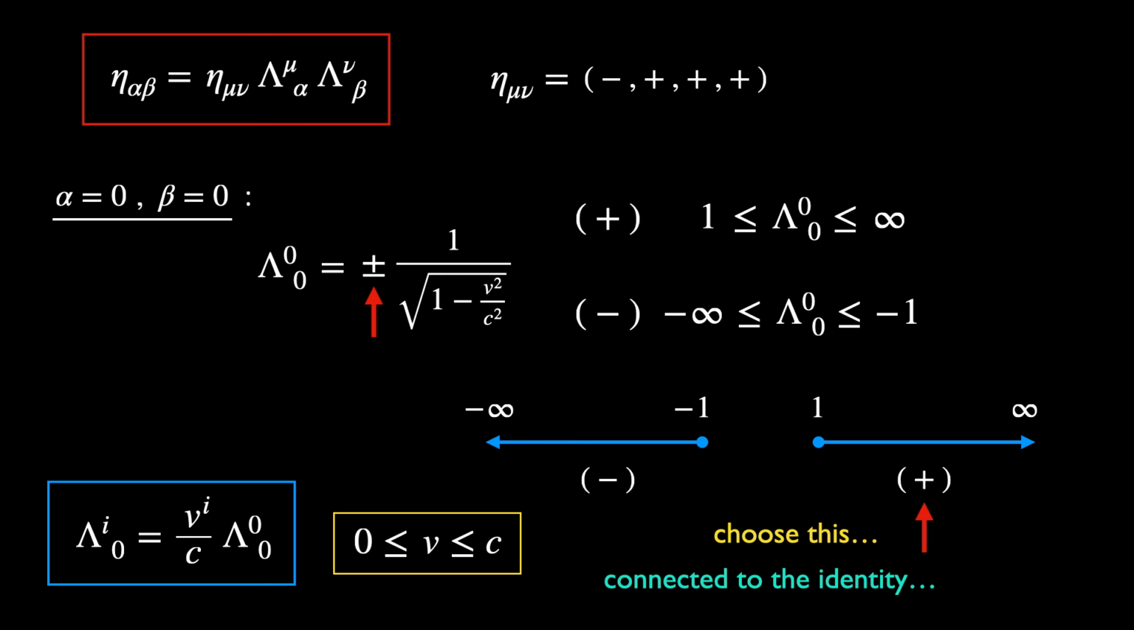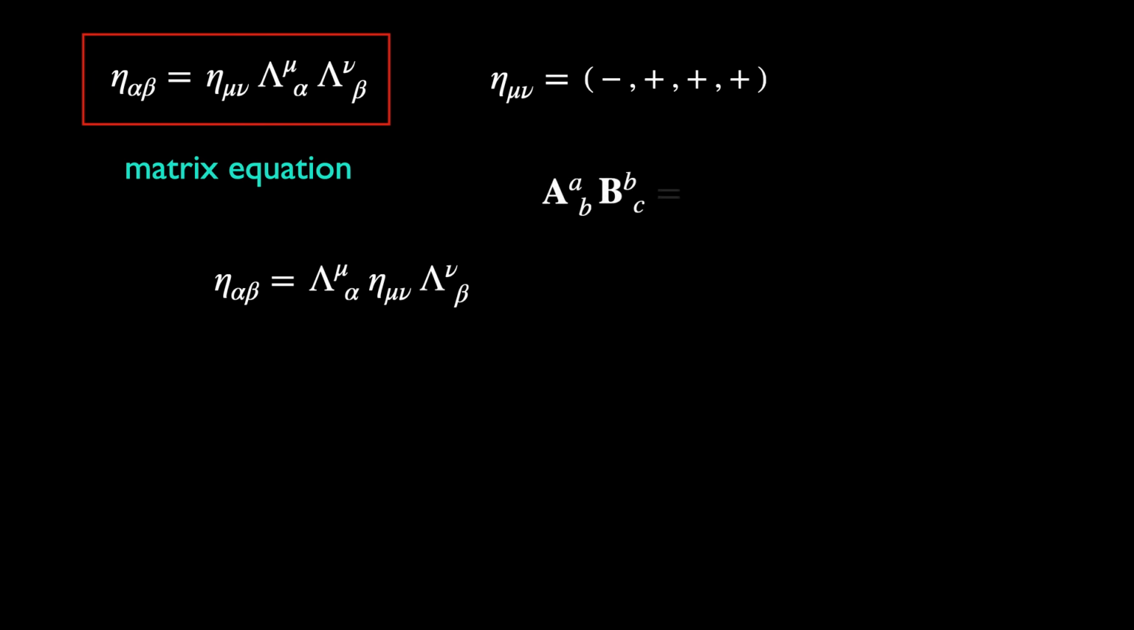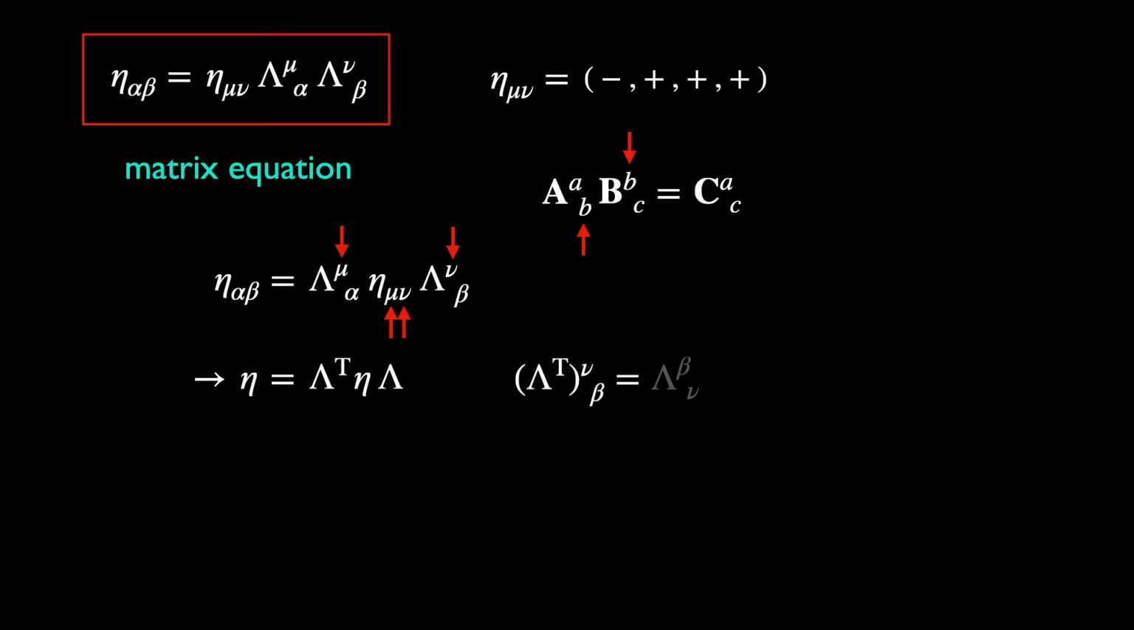Let's explain what this means. First of all, note that the invariance equation can be viewed as a matrix equation. The right-hand side consists of matrix multiplications. The indices of the matrices in the matrix multiplication are contracted in a sort of chain. The first pair of indices on the right-hand side fits the pattern, while for the second pair, we have to introduce the transpose of the lambda matrix.